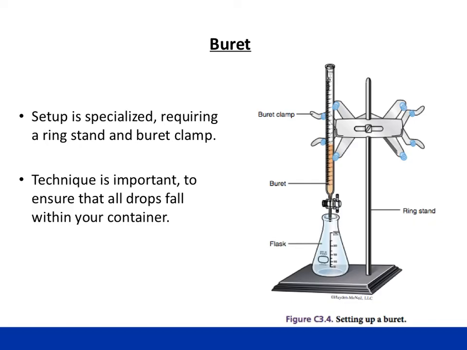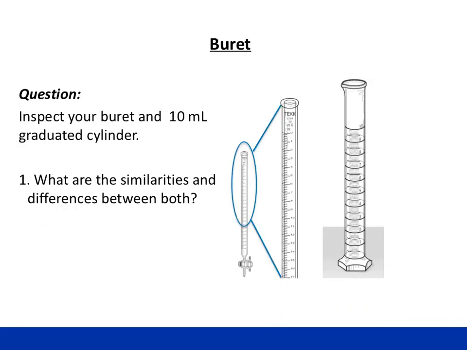When using a burette, technique is important because you want to ensure that you have full control over the number of drops being added to your solution in the container. The burette allows you to have very precise control over this to make accurate and precise measurements of the amount of liquid being added to a solution. There are a number of considerations you must make when using a burette. First, look at the gradations and compare them to those you saw in the graduated cylinder. What kinds of similarities and differences do you see?